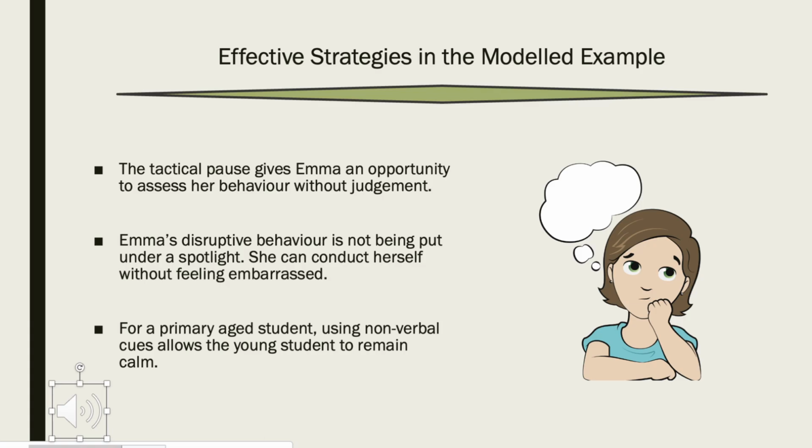For a primary age student such as Emma, it is more effective if the teacher remains calm and uses non-verbal cues during learning time, to not embarrass a young student. A restorative conversation could be had after class. Tactical pausing and non-verbal cues allows Emma to calmly reassess her behaviour.